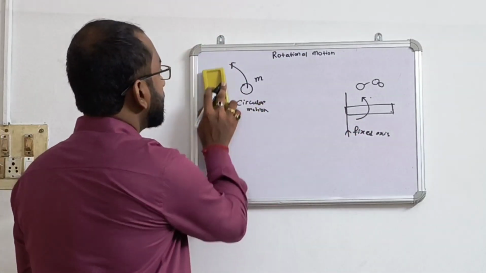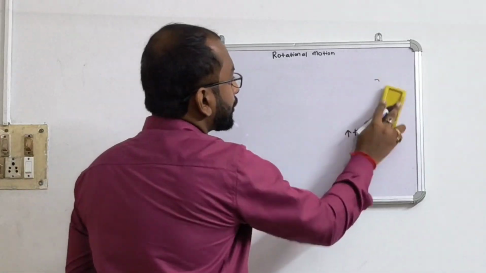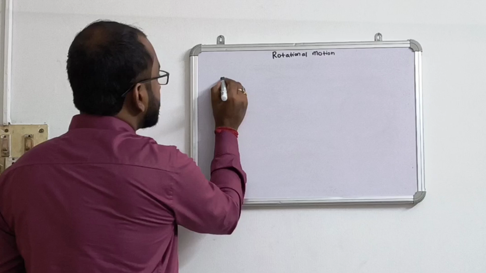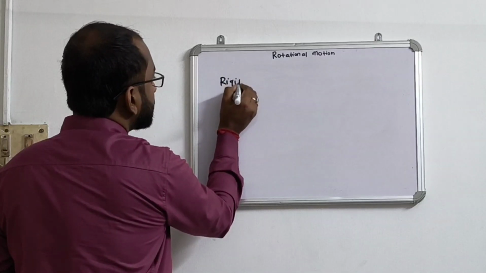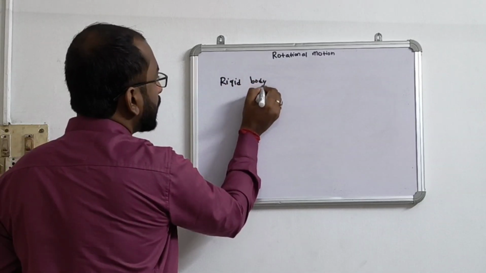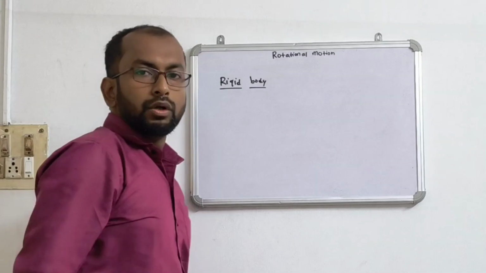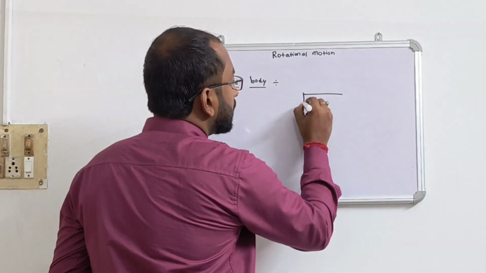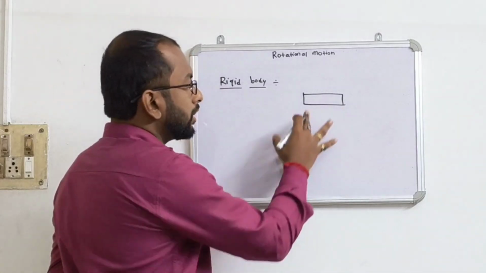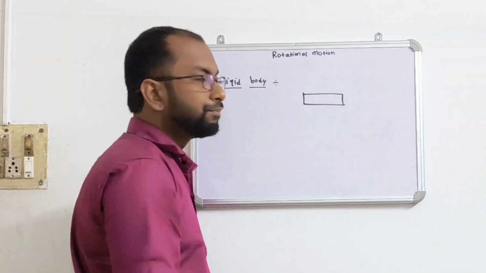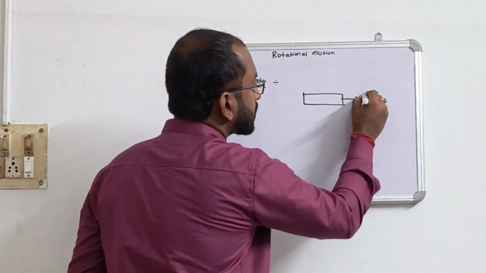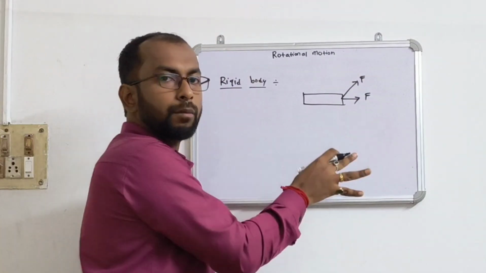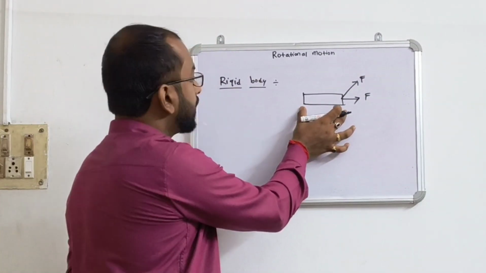Now, before starting any topic of rotational motion, we'll see what a rigid body is. That concept is required to study rotational motion. A rigid body is a body, suppose in this case this rod, for which deformation is not possible. If I apply some force like this, or some force like this also, no deformation is possible for this body, then that will be called a rigid body.